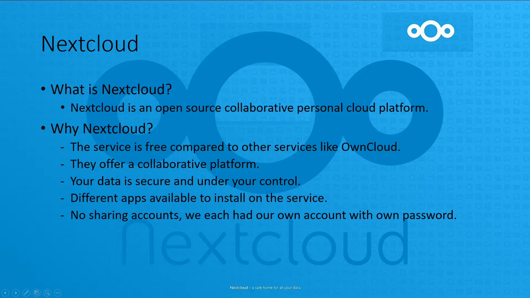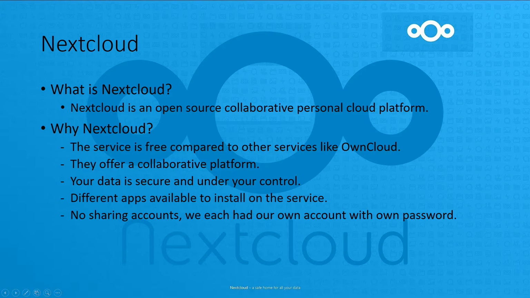Another reason was there's multiple different apps available to install on this service, like auditing and logging, and two-factor authentication, things like that. Another reason is your data is secure and it's under your control, which means it's not stored on some Microsoft or Google server out there. It's stored right now on my Raspberry Pi right next to my desk.